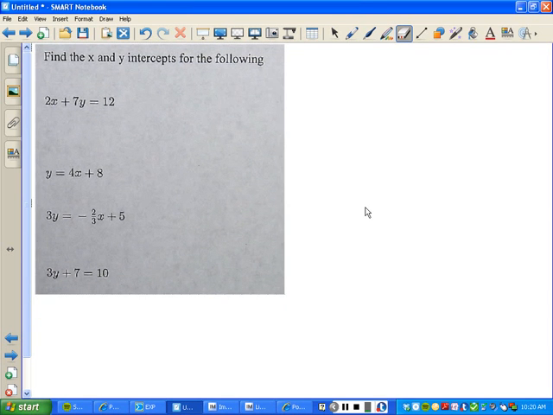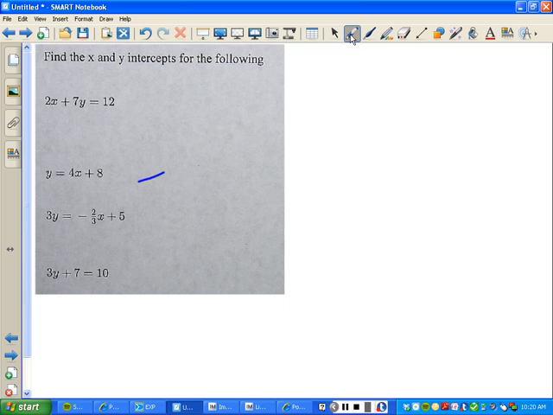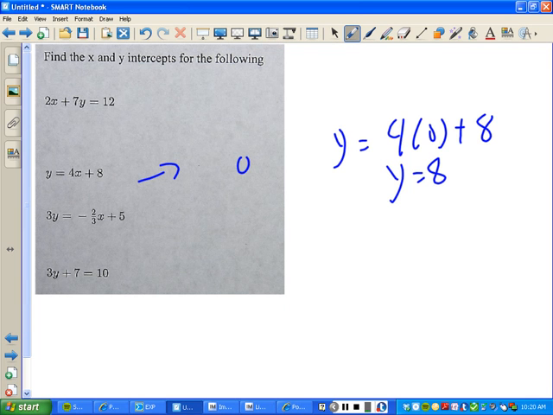All right, X and Y intercepts. Next one, here we go. For this one, plugging in x is 0, y equals 4 times 0 plus 8. That's y equals 8. So your y-intercept is (0, 8). Now plugging in y is 0, solving for x.